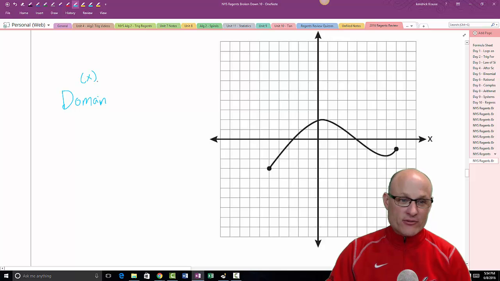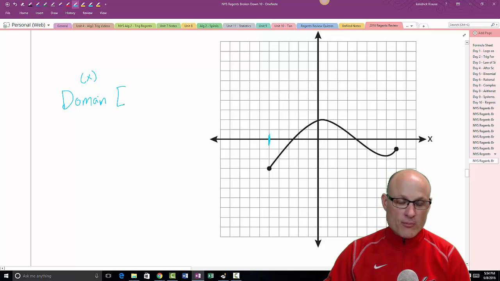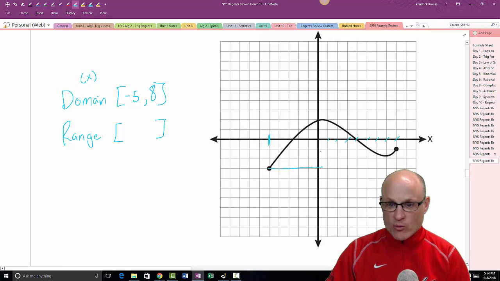Now remember, domain are the x values. So we look, what's the furthest left I go? Furthest left I go is 1, 2, 3, 4, 5. So bracket, -5, comma, 1, 2, 3, 4, 5, 6, 7, 8. 8, bracket. Range. Now don't be that dummy that uses those points as the range. The range is the y values. The lowest y value is right here at 1, 2, 3, -3. And the highest y value is right here at 2. And there you go. That's it.